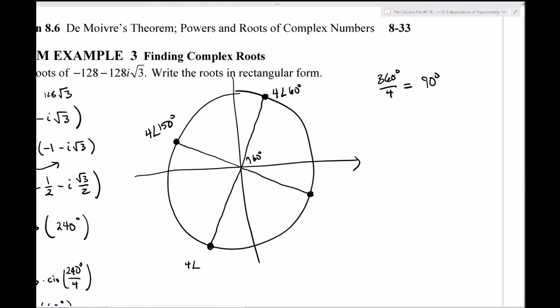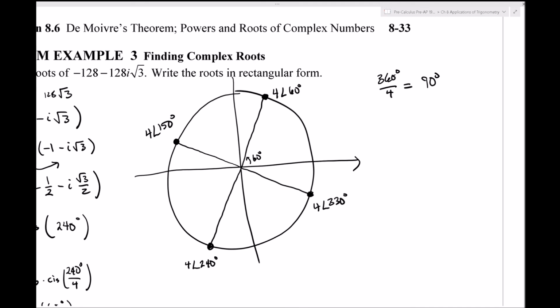4, 240, because 150 plus 90 is 240. 4, 330, because 240 plus 90 is 330. And we're done. That's literally it.